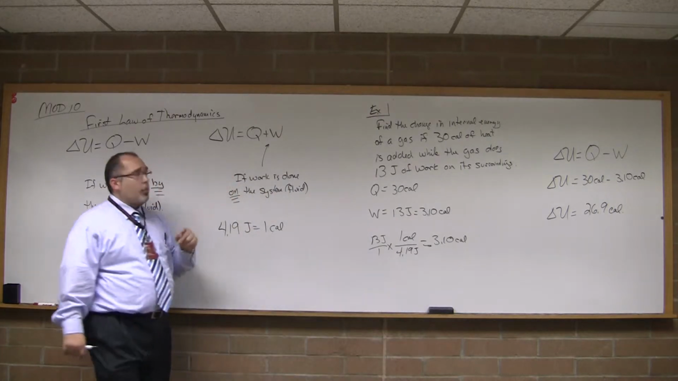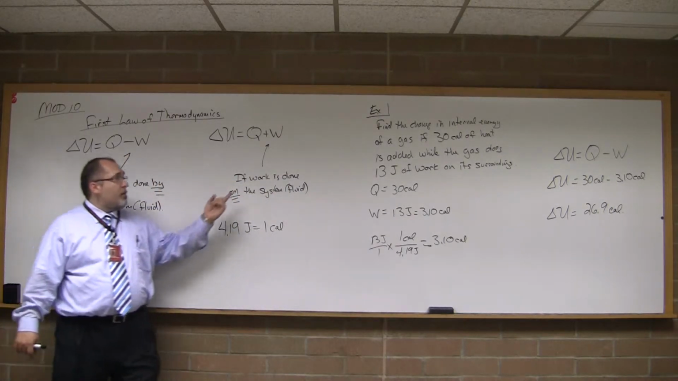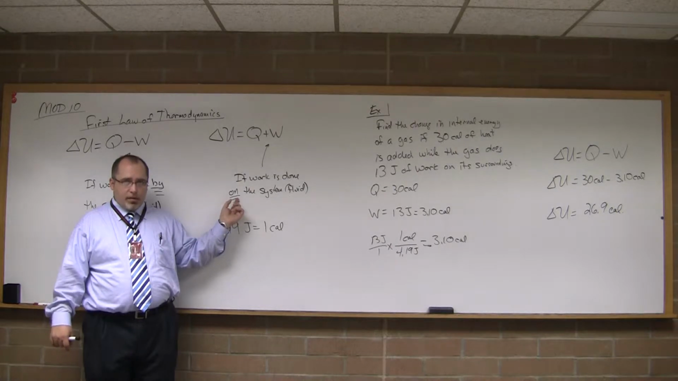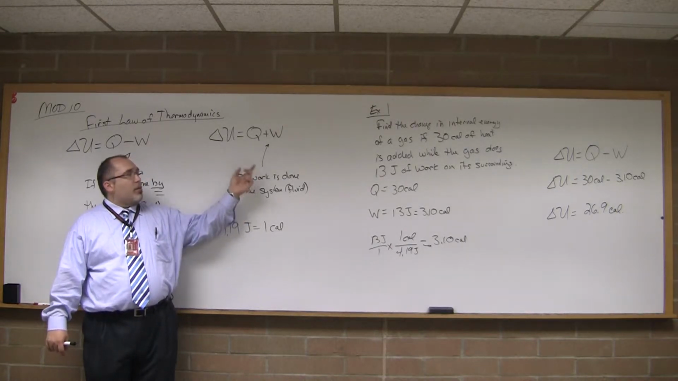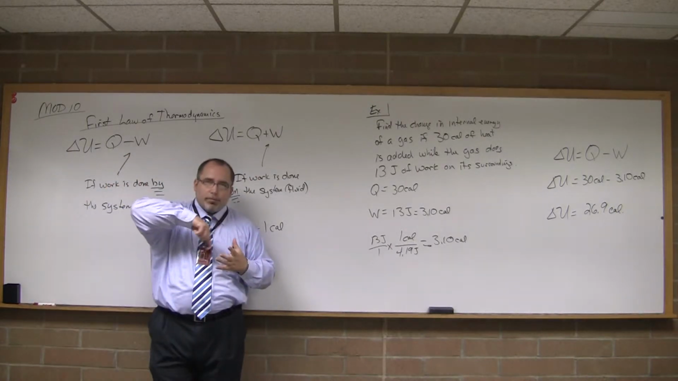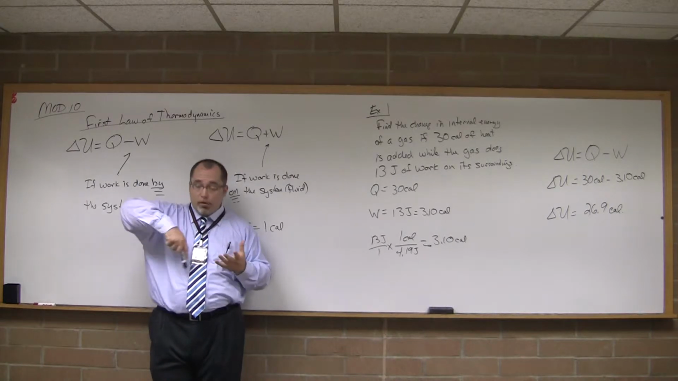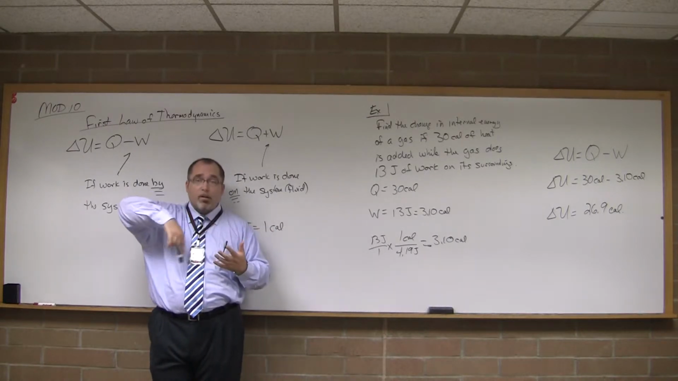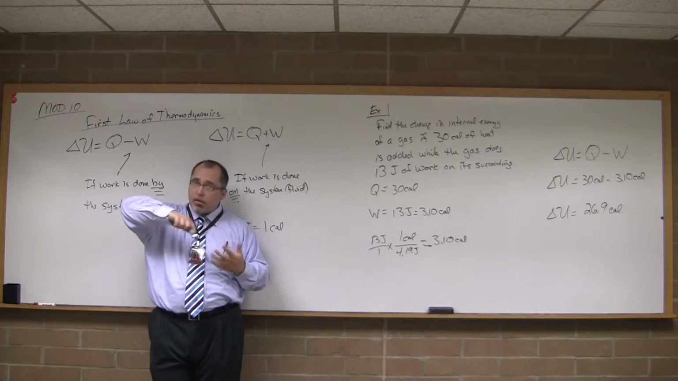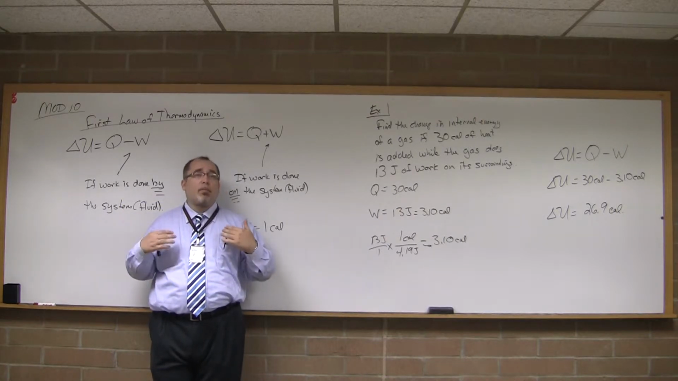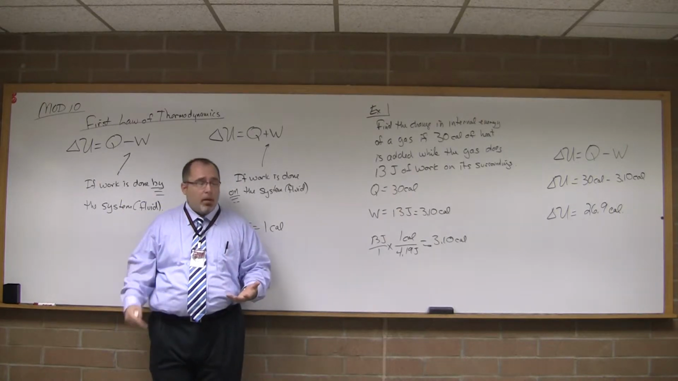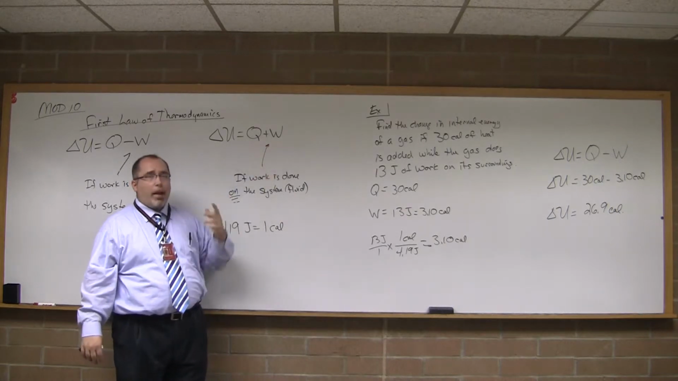Now, we also have delta U equals Q plus W. Now, this is if work is done on the system. In other words, if you are stirring ice water, you're applying a force and you're moving an object, that being the fluid, some distance. Even if it's a circular distance, it's still a distance. So that's an example of work done on the system. And if that's the case, you're adding.